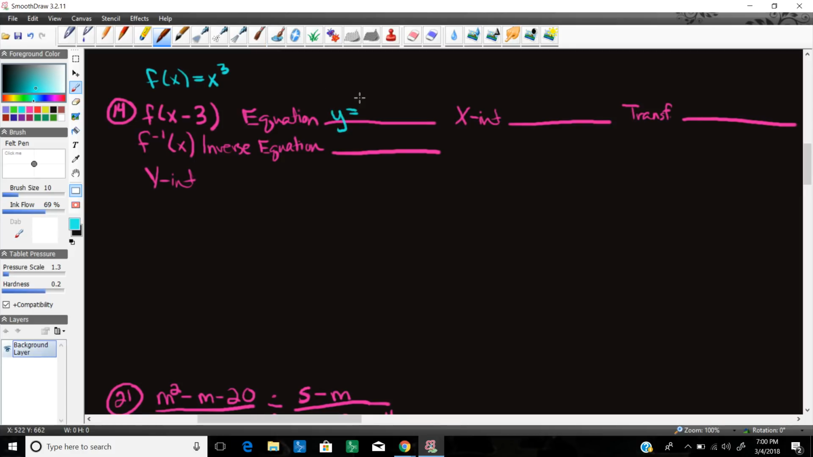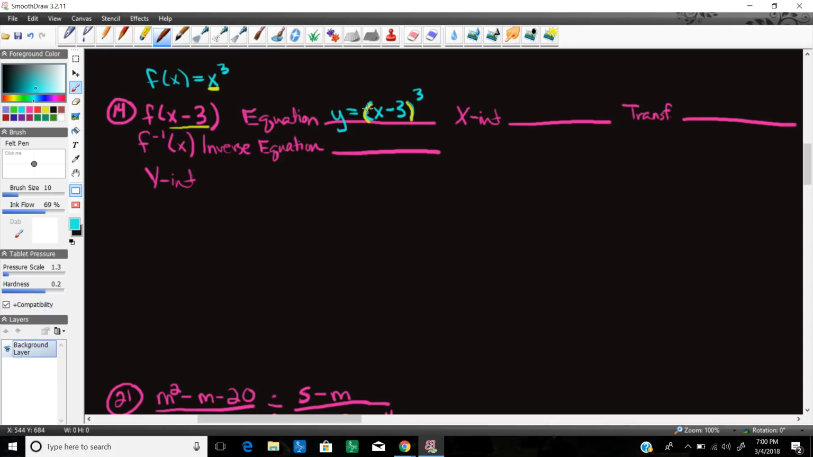Y equals parentheses cubed. So this x right here, use different color. So this x is this parentheses right here. And what I'm doing is I'm going to plug in this piece into there. So I have x minus 3 in here. So this is the equation.